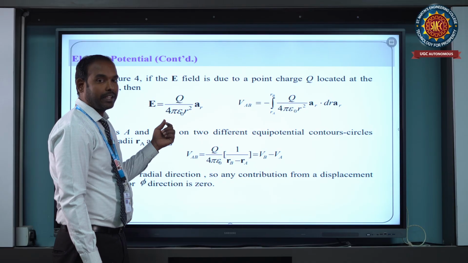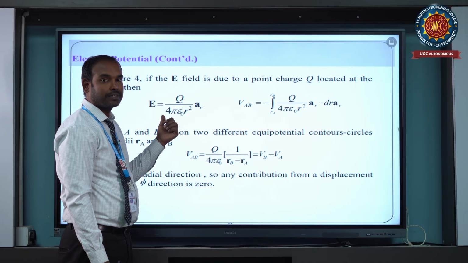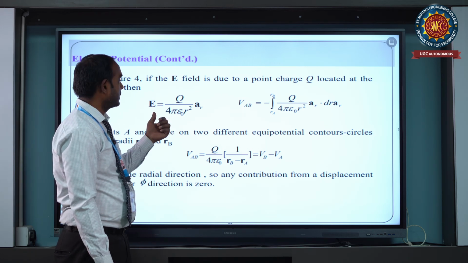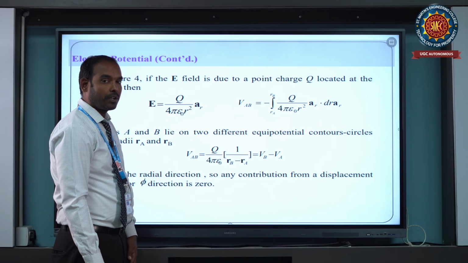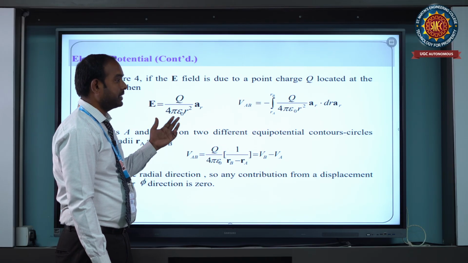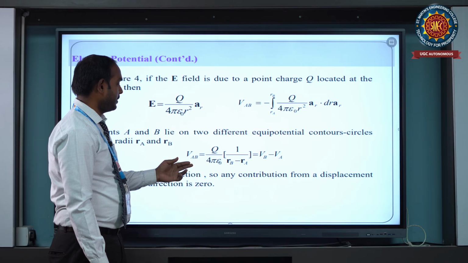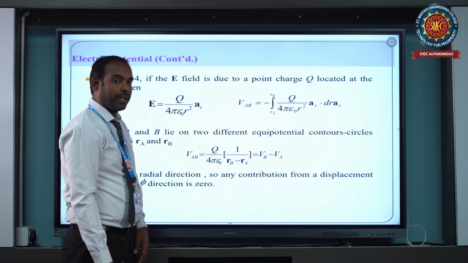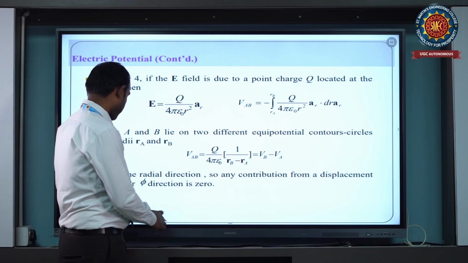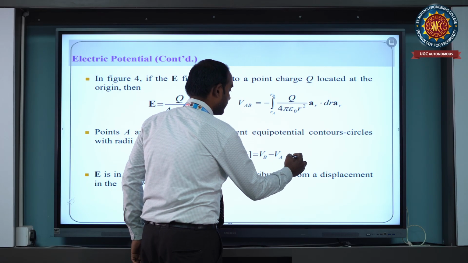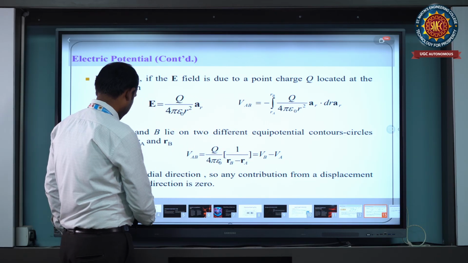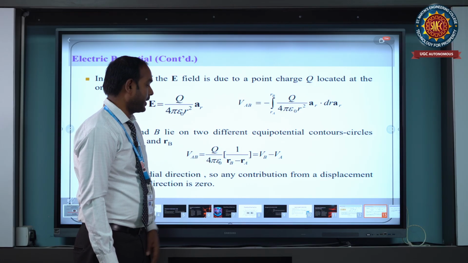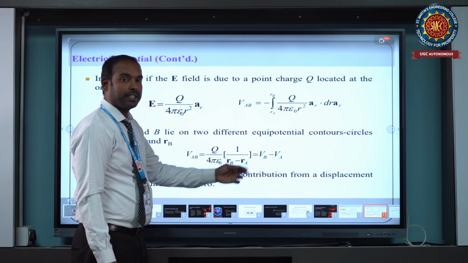Since we know that electric field due to source charge is Q by 4 pi epsilon naught R square AR bar, by substituting in the expression we get the relation VAB is equal to Q by 4 pi epsilon naught into 1 by RB minus 1 by RA, that is VB minus VA.